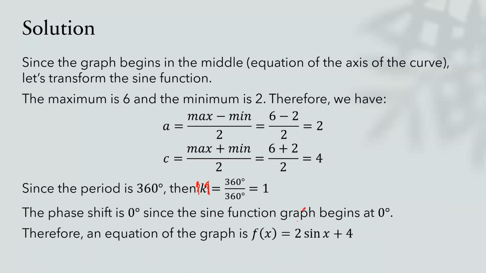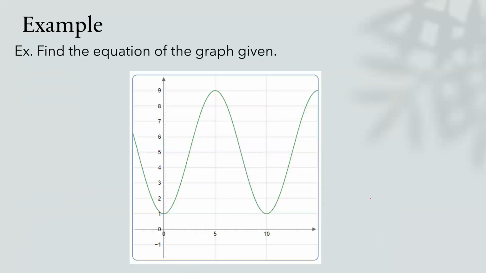So we simply put the a value of 2 and the c value of 4 there. So actually notice that this graph basically is affecting the y, it doesn't affect the x at all. Let's look at another example. So find the equation of this graph here.